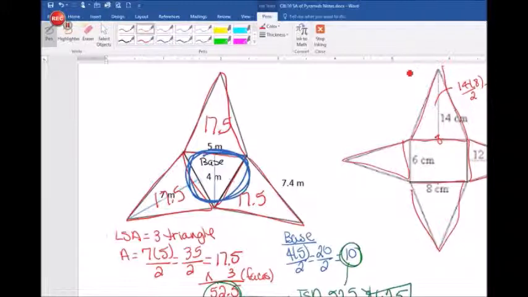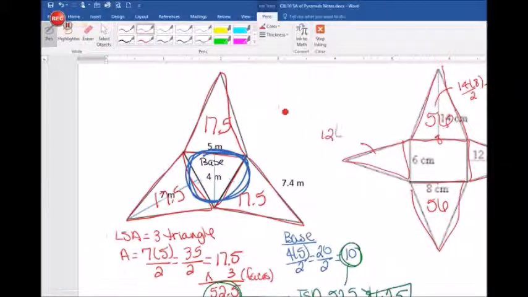Is 56. That's 112 divided by 2 is 56. So I know this top one is 56, therefore this bottom one is 56.